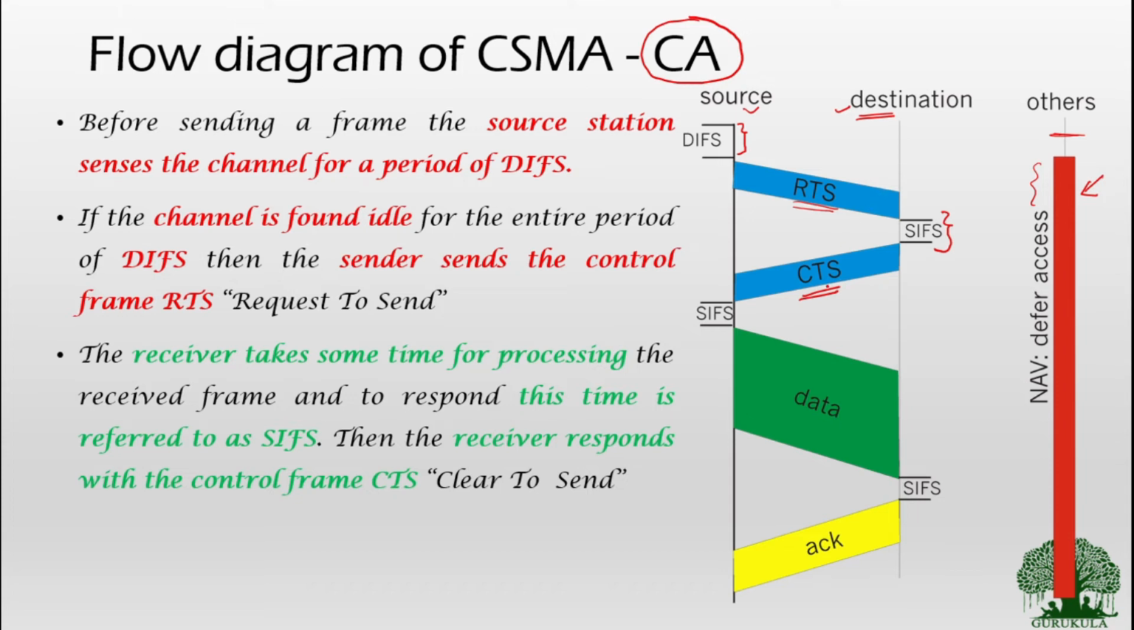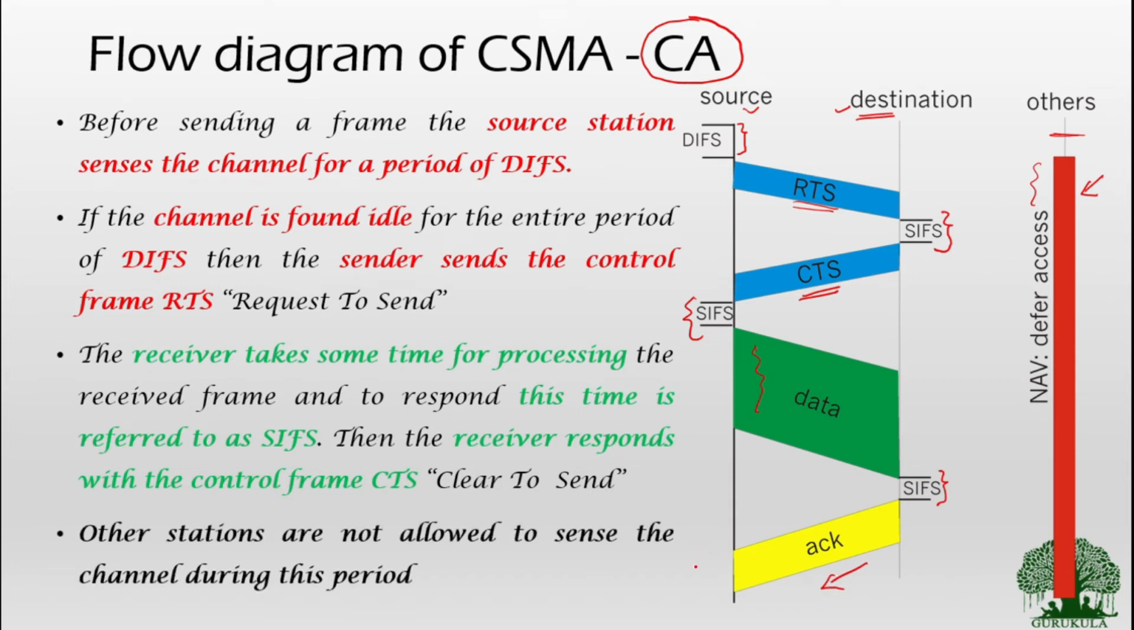Once the CTS signal is received from the destination, the source station will again wait for a period of SIFS. SIFS is nothing but the time taken to receive the frame, to process the frame and to respond to the frame. Once the source node receives the clear to send, the source station will start sending the data. All the data will be sent, and it will take some time to get processed, and finally the destination station will send an acknowledgement signal to the source station. Once all these steps have been done, no other stations will be allowed to use the channel during this particular period of time.